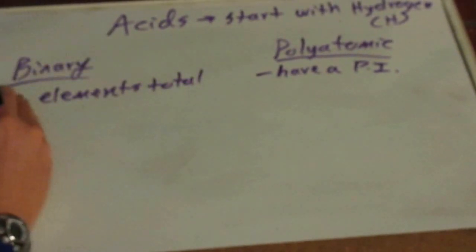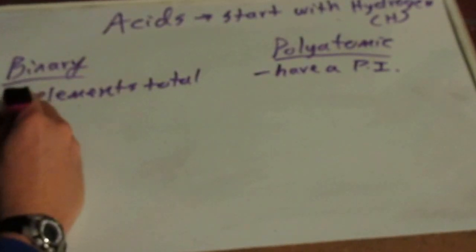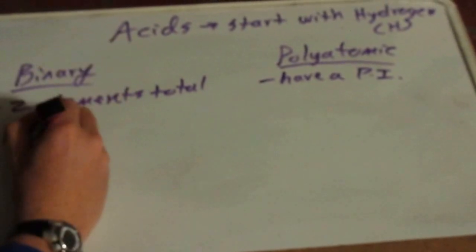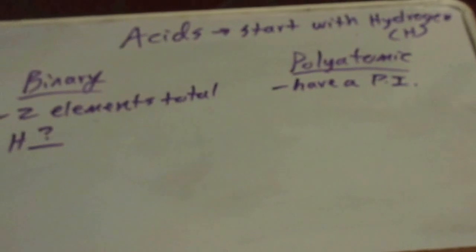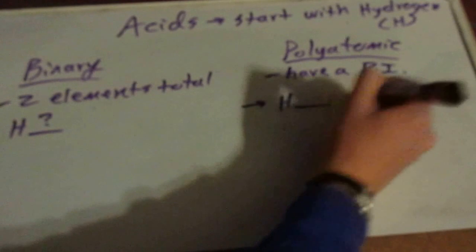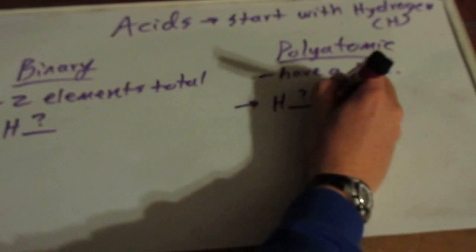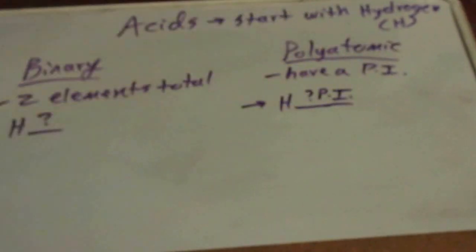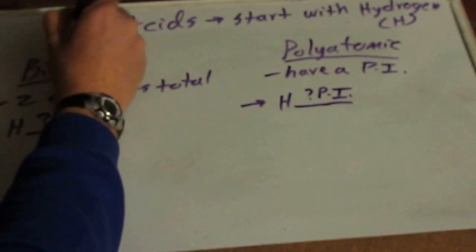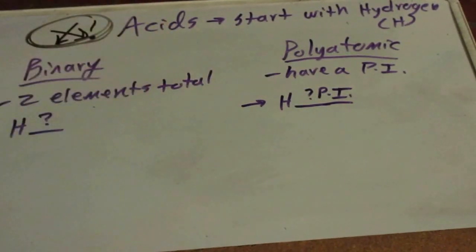So this one will always be, again, kind of as an example, H, and there's going to be something else here. I don't know what that something else is, but it's something else here. This one is going to be H, and there's going to be a polyatomic ion there. Also, keep in mind, just like ionic, you crisscross acids every single time without fail.